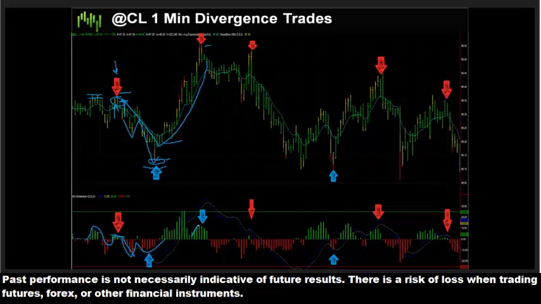Higher prices, but the histogram was lower compared to the previous rally, although the indicator line was higher. So I put more weight when I have both the indicator and the histogram at the same time. That's a better signal in my opinion. But you can trade more aggressively for more signals by just trading the histogram divergences, and you will get a lot more signals that way, but you'll also have a lot more signals that aren't as good of signals for buys or sells.